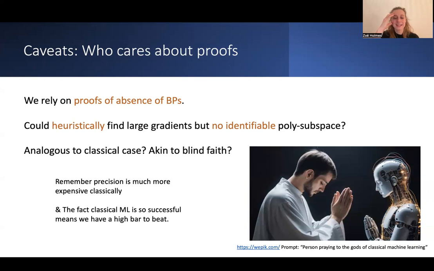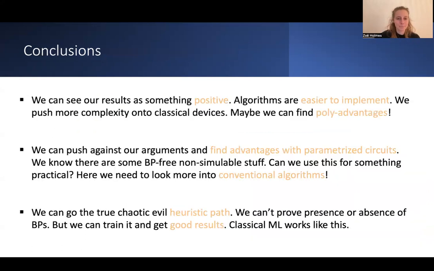That said, one thing to remember in this case is that precision is much more expensive on a quantum computer than it is classically. And also the fact that classical machine learning is so successful means we are quite a hard bar to beat. So I think people who fall down this line are effectively praying to the gods of classical machine learning, and we'll see who ends up right in the long run. I genuinely don't know. Okay, that's me onto my conclusion slide.